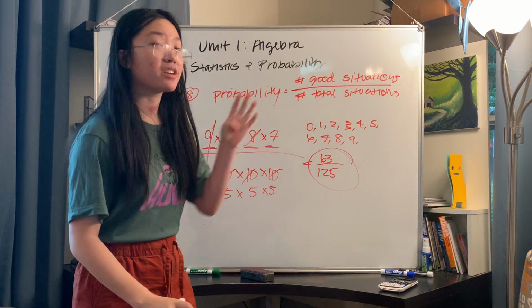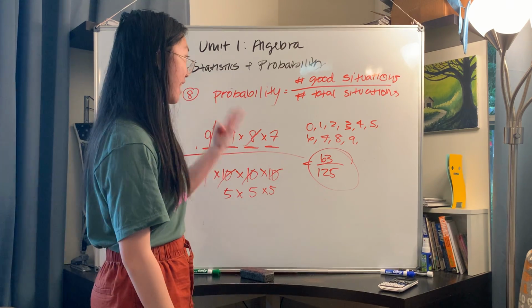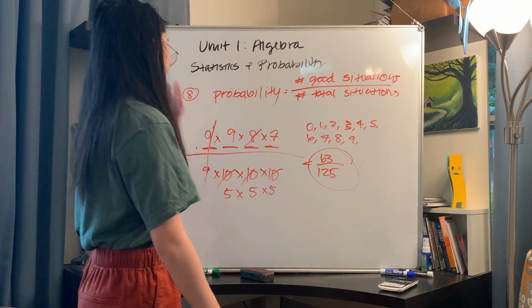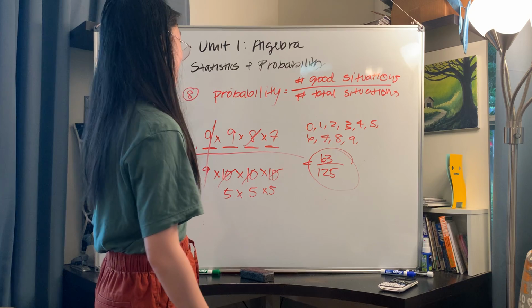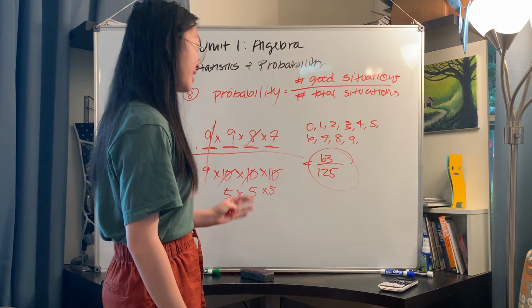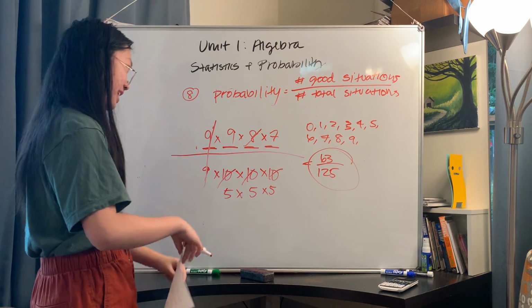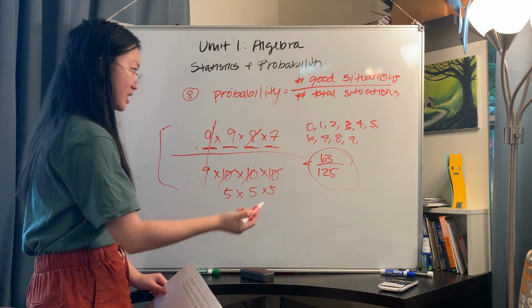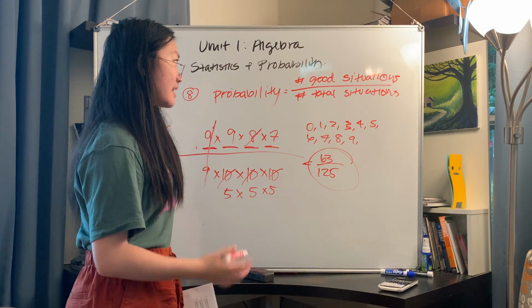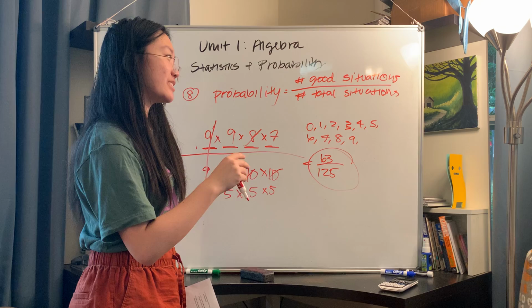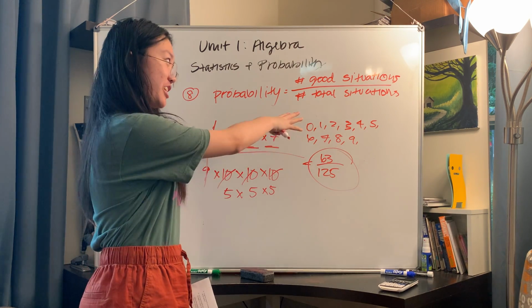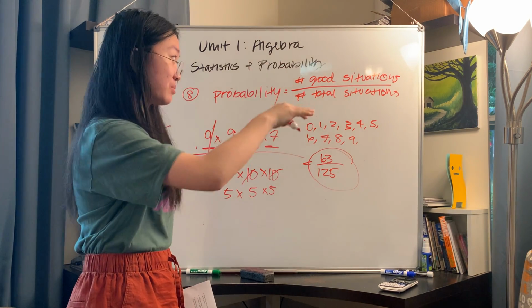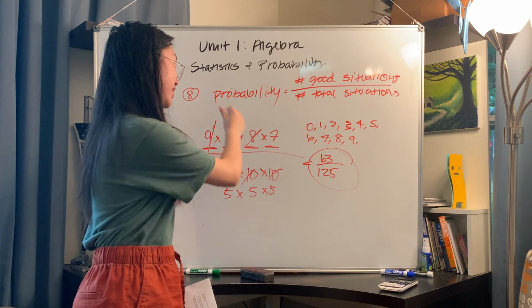So in our next unit, we're going to talk more about counting and probability. This week we were more focused on introducing statistics and probability, but you will definitely need to understand this concept here, the concept of counting the total number of good situations and the total number of situations in order to figure out probability.